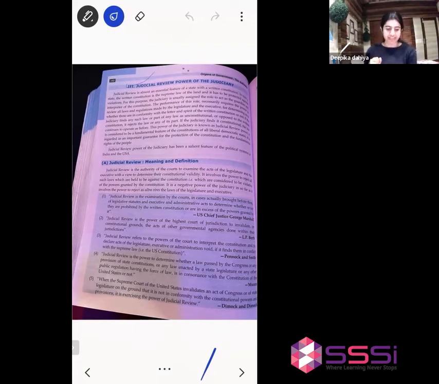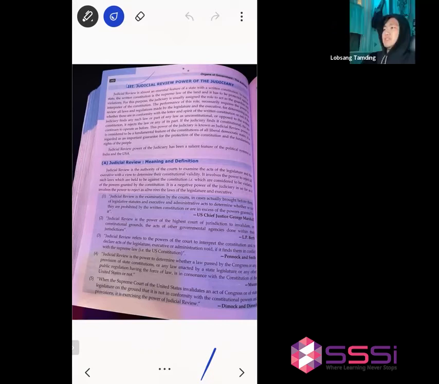Okay, judicial review. The next point is very, very important. What is judicial review? Have you ever heard about this term? Yes, ma'am. What is it?